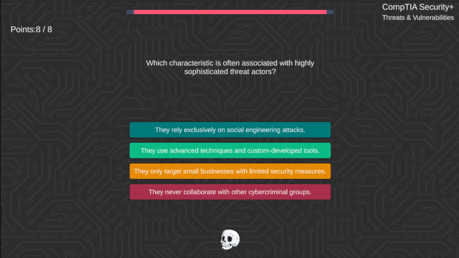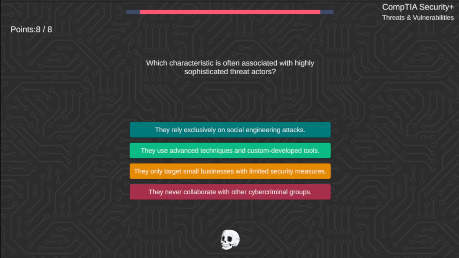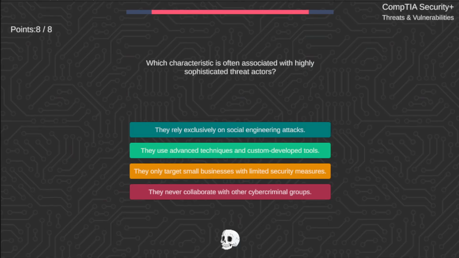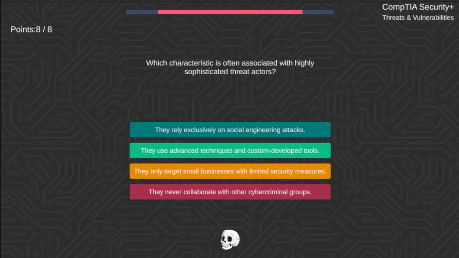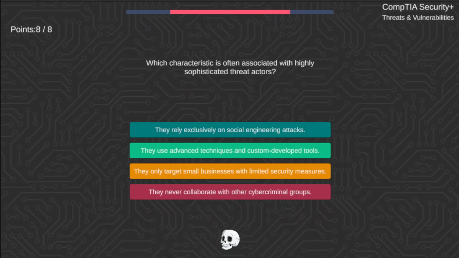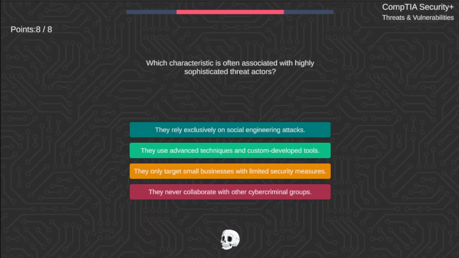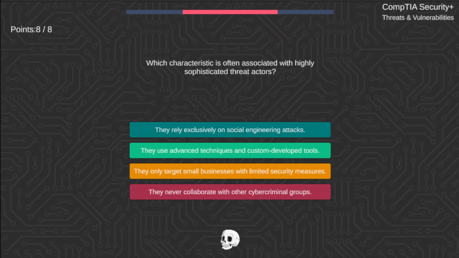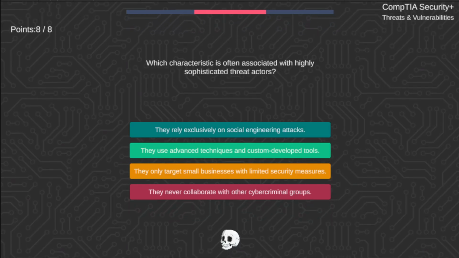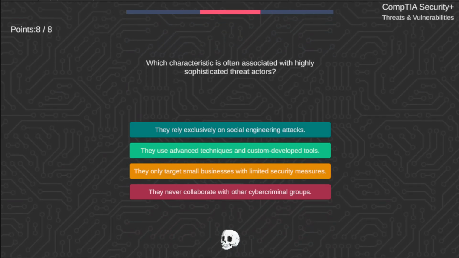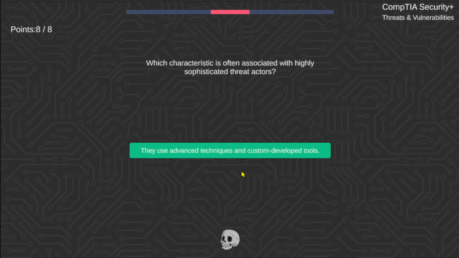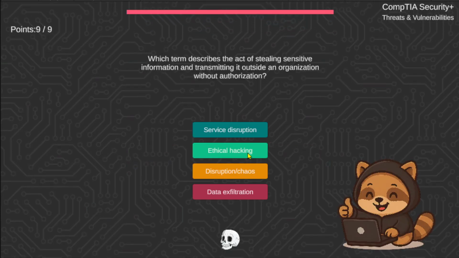Which characteristic is often associated with highly sophisticated threat actors? They rely exclusively on social engineering attacks. They use advanced techniques and custom-developed tools. They target only small businesses with limited security measures. Or they never collaborate with other cybercriminal groups. Correct answer is they use advanced techniques and custom-developed tools.